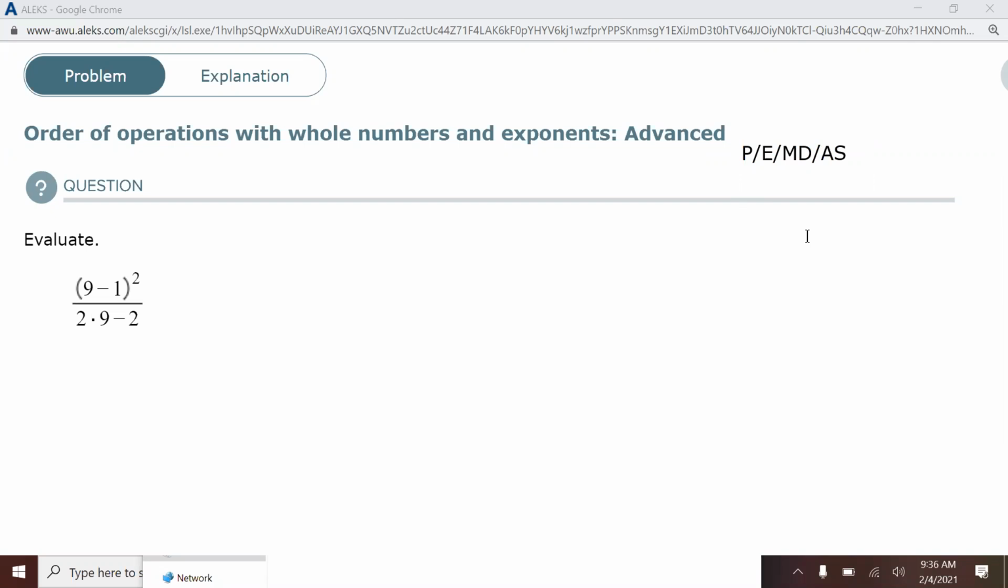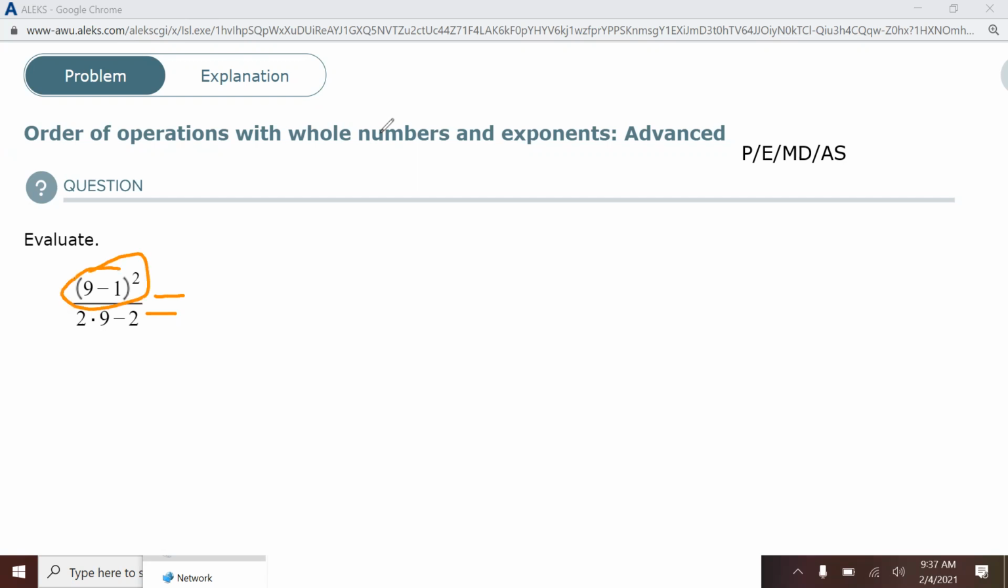Now there's one extra addition on this particular problem right here, and that is that we have one big fraction. Okay, so when you have a big fraction, what you're going to do is just simplify the top according to the order of operations all by itself, and then simplify the bottom according to the order of operations all by itself. Once both of those things are done, we can combine the top and the bottom via division. So it looks like this.